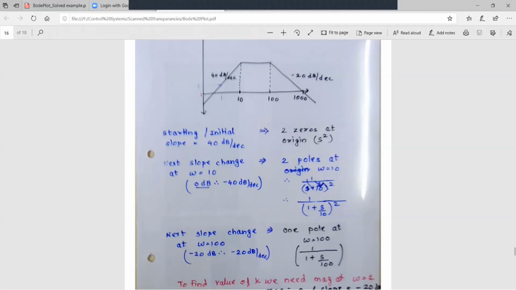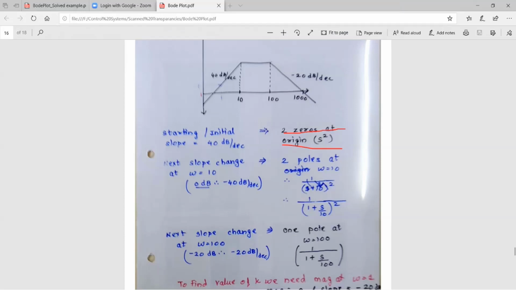That means there must be zeros. If there are poles, then the slope would have been negative. But the slope is positive, so there are zeros. And how many zeros are there? One zero would contribute 20 dB per decade. So there must be two zeros because the actual slope is plus 40 dB per decade, right? So there are two zeros at the origin. That is written also here. So S square is the term in the numerator.